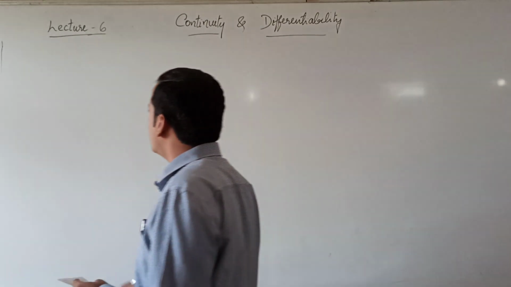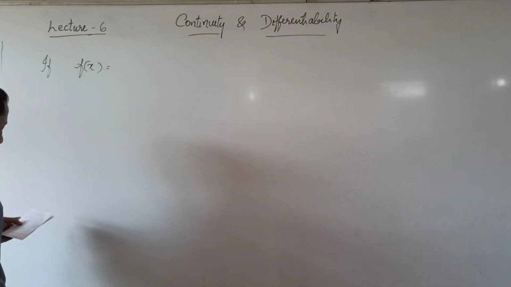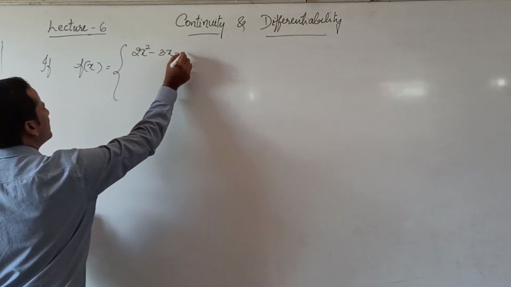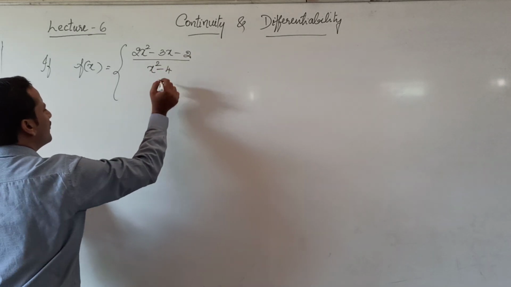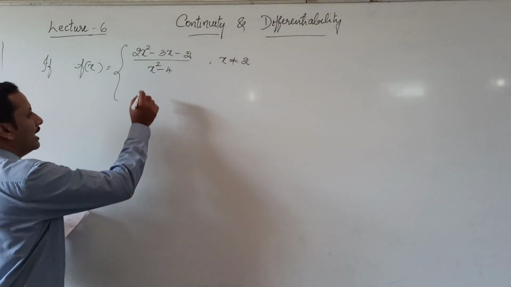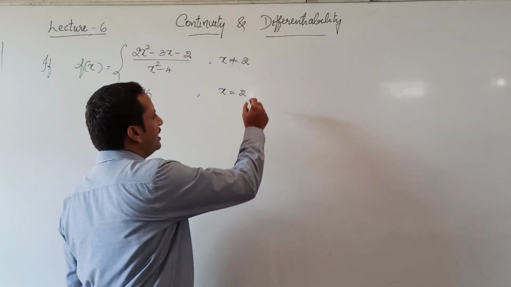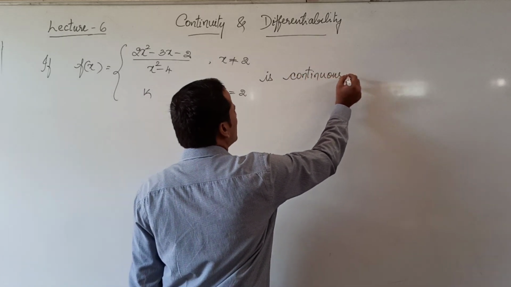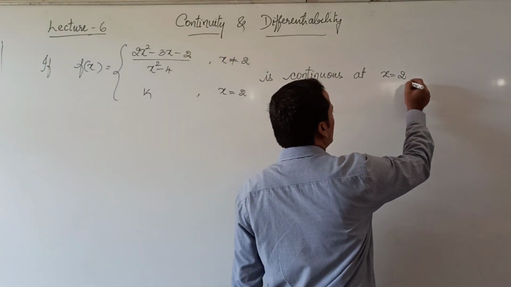If f of x is equal to 2x square minus 3x minus 2 divided by x square minus 4 whenever x not equal to 2, and k when x is equal to 2, is continuous at x equal to 2. Find k.